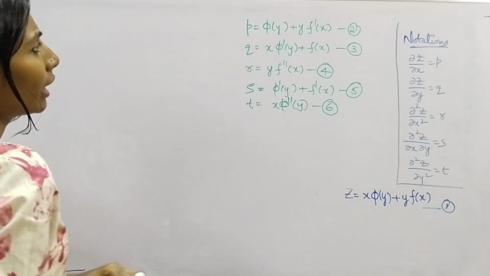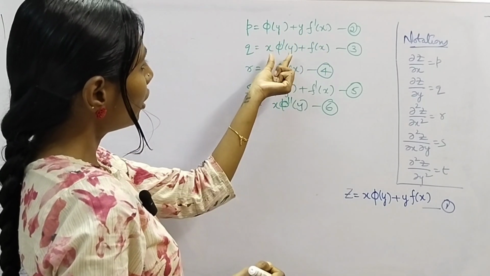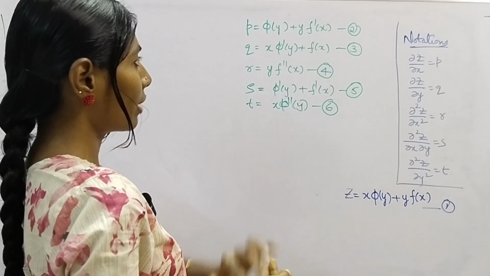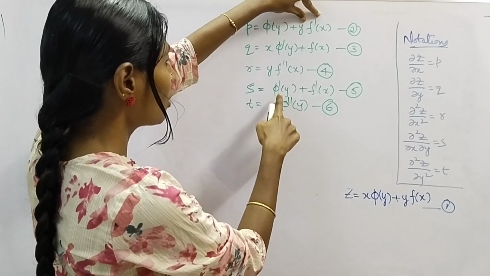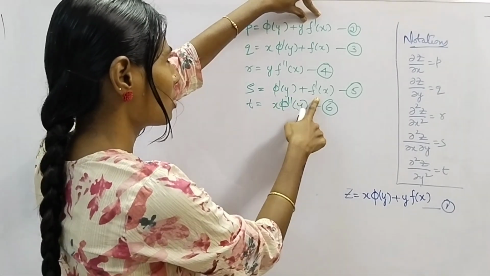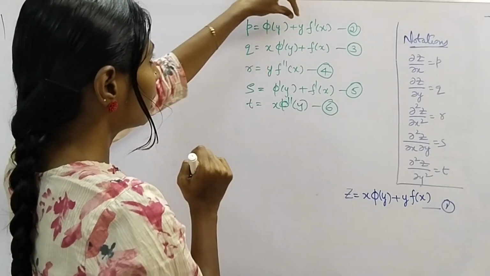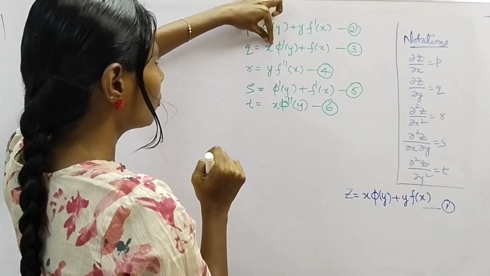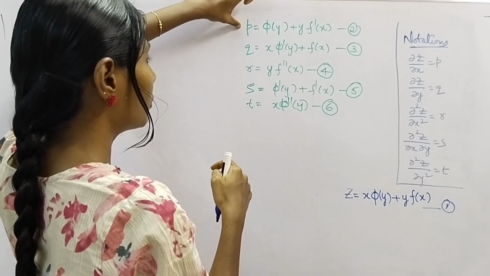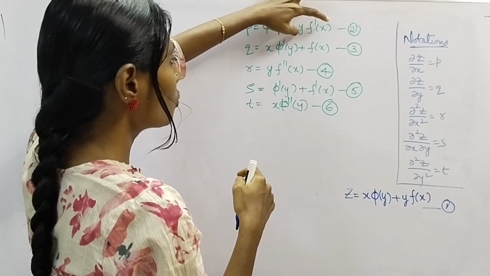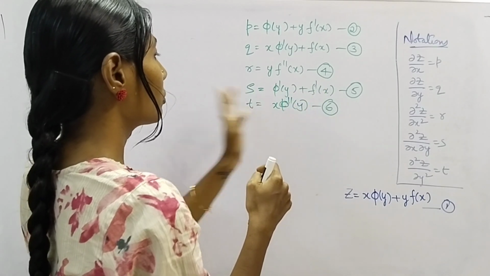So, let's see. Okay. Here, observe, we have phi of y plus y into f dash of x. And here you're having x into phi dash of y plus f of x, right? Here you're having f dash and here you are having phi dash. In S, you're having phi dash of y plus f dash of x. So, if we multiply p with x and q with y, we'll get xy into f dash of x. And here, if we multiply this with y, we'll get xy into phi dash of x. If we add these two by multiplying p with x and q with y, we'll get xy times f dash plus phi dash, where phi dash plus f dash can be replaced by s.